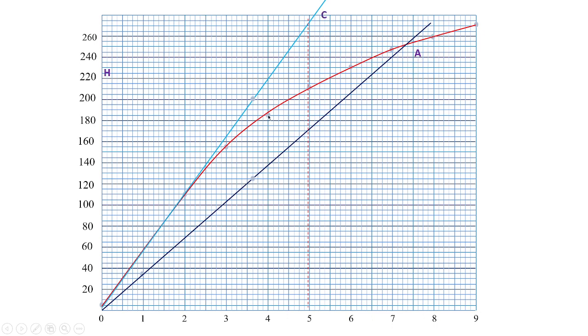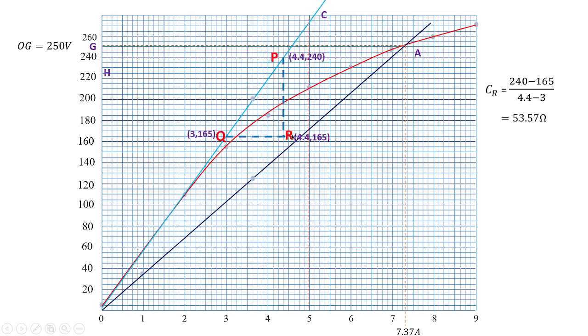Point A is marked over here, and a tangent line is also drawn to the OCC. Then exactly at 7.37 amperes we get the value of no load voltage, that is saturation voltage, as 250 volts, represented by OG. And again a tangent is drawn like this. Critical resistance is obtained by the difference of the voltage by the difference of the current, which is 53.57 ohms. And the machine voltage is reduced to 220 volts, where the current would be 5.42 amperes. So the changed shunt resistance would be 220 divided by 5.42, that is 40.6 ohms. This is the value of resistance for the reduced voltage of 220 volts.